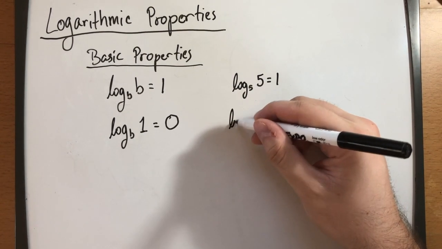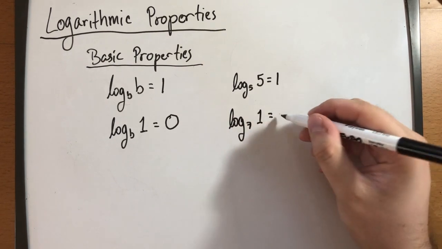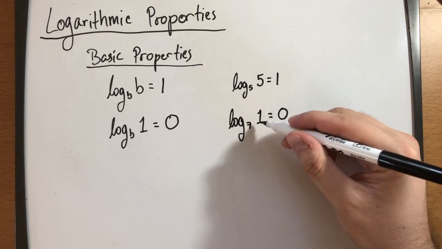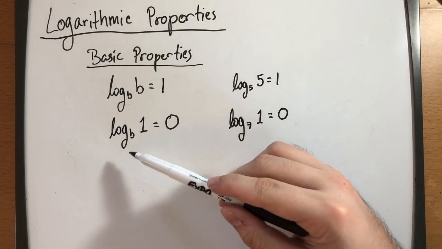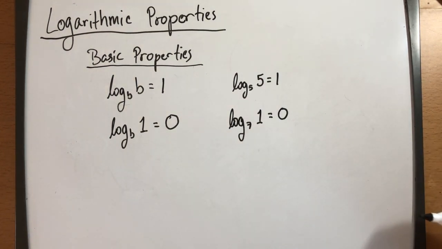So take, for example, log base 7 of 1. See? 7 raised to the 0 is 1. So it does not matter what the base is. Log base b of 1 will always be equal to 0.